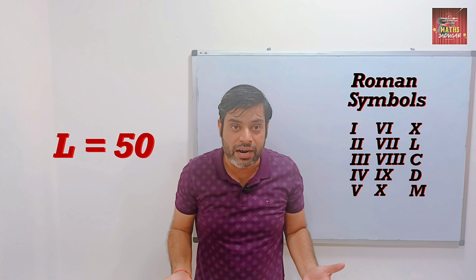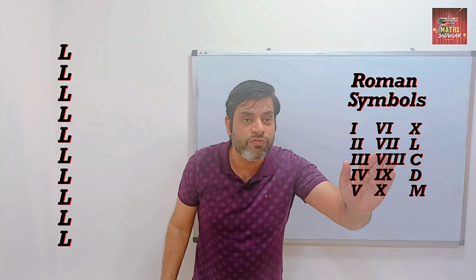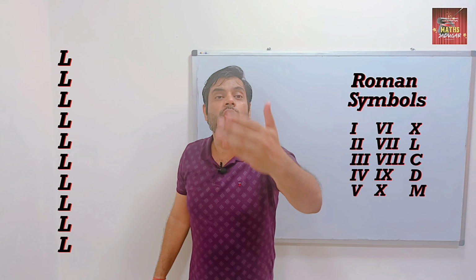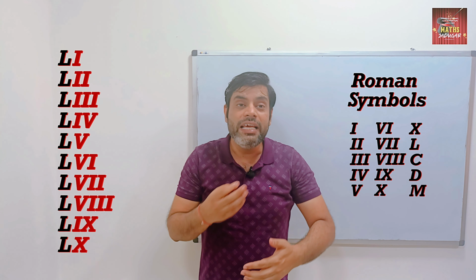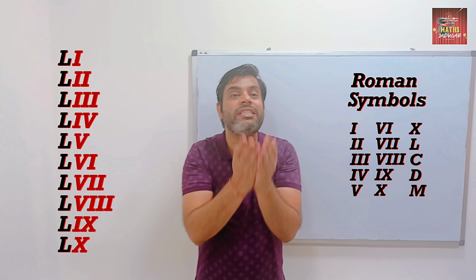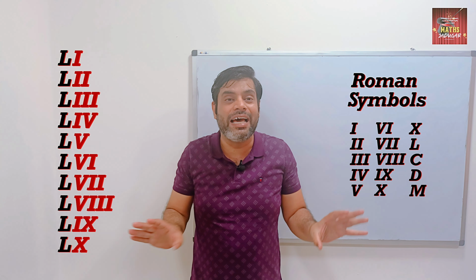50, L, we already learned. 50 to 59, I am not going to tell you. You already know. Just write 50, my dear friend, L followed by 1 to 9, which is the same as what we learned earlier and what you see in your schools. It is the same. It is not going to change. Use common sense. 50 to 59 clear.